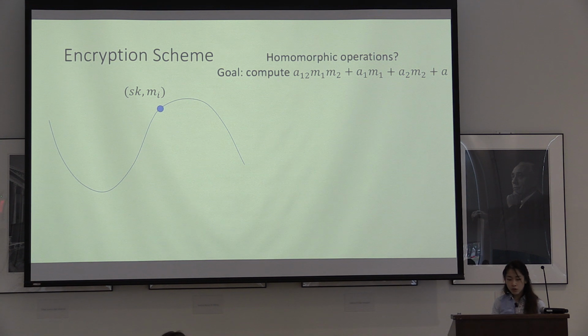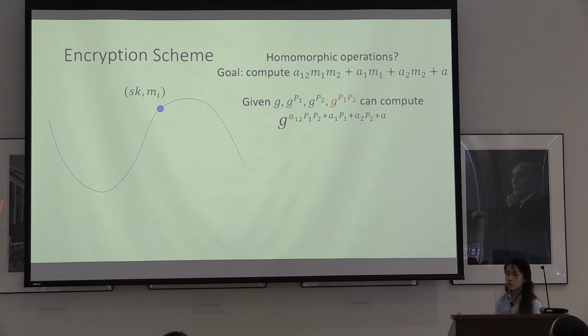So let's say that the goal is just to compute a simple multilinear polynomial on a 2-bit message. And given just the encoding of P1 and P2, it wouldn't be enough. But note that if we also gave the encoding of P1 times P2, then we can compute using just linear operations the encoding of this large polynomial here.